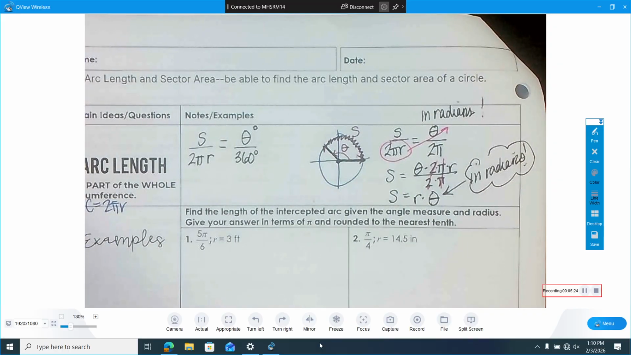Like you can always say, hey, this is just a piece of the circumference. So you have a part over a total. And I can compare that to whatever other information I have. And that works all the time. So it's very, very cool.